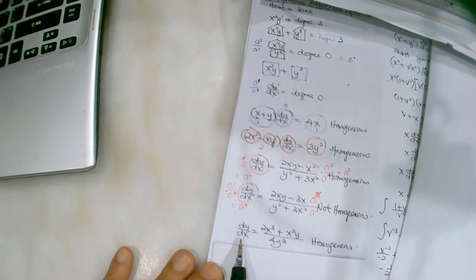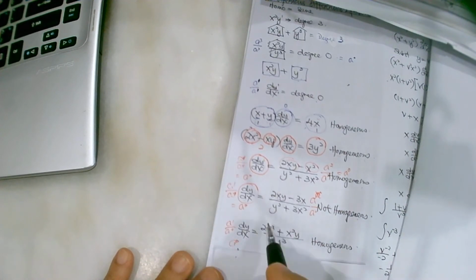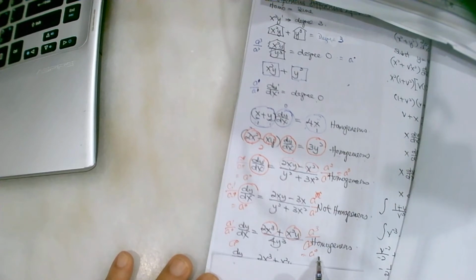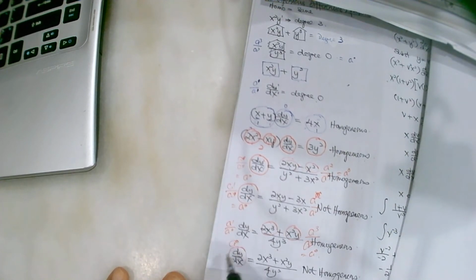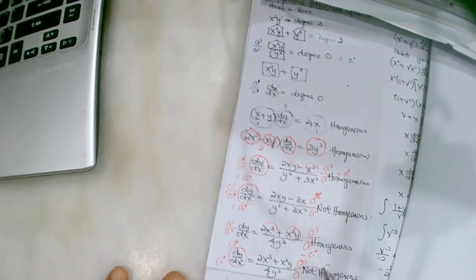Okay, how about this one, dy dx? A power 1 over a power 1, overall the degree is 0. Here the degree is 3, and here also 3, so that means it's a power 0. So it's homogeneous. Now in this other one, the left side degree is 0, same as before, but here the degree is 3 and here the power is 2. So this is not homogeneous.